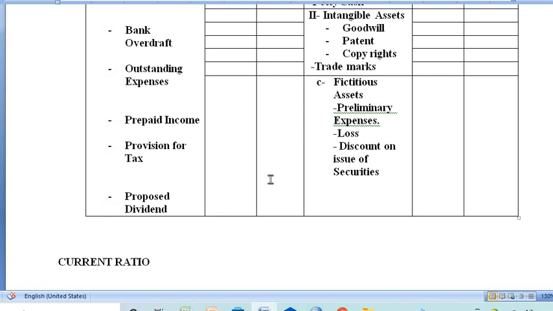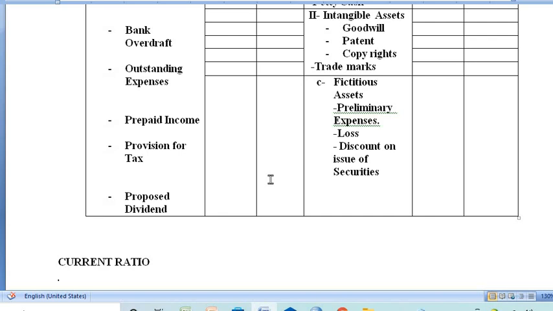Then the third classification we can call as fictitious asset. Actually it is not an asset. At the time of establishing a business, we incur some expenditure in order to make the business prominent to others. Those expenditures are considered as an asset for the business, because of the survival of the business. In such a category, we have preliminary expenses, any loss incurred during the business, and any security issued at a discount. All this we can call as fictitious asset.